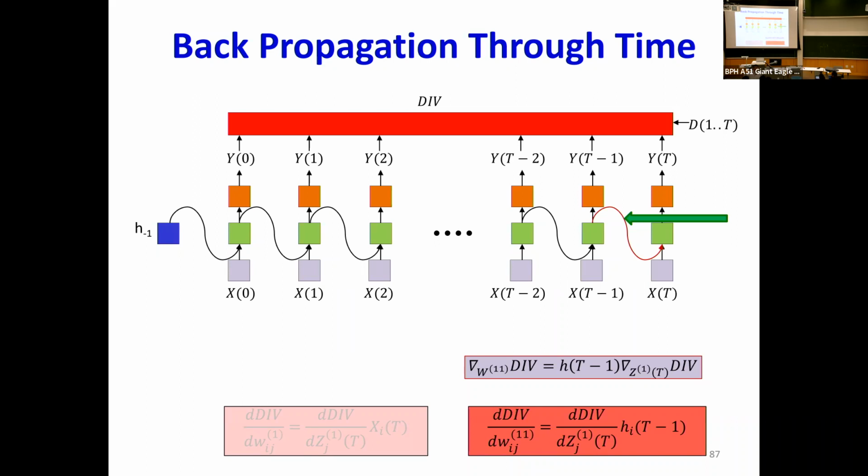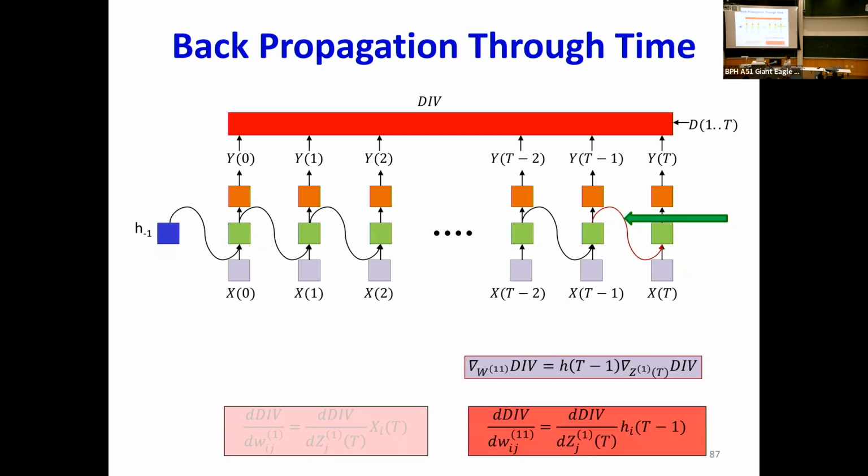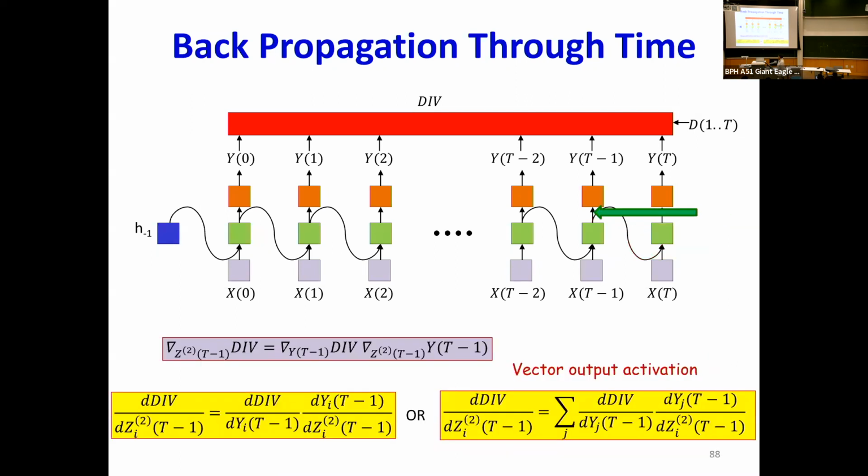Okay, so everybody with me? This was the easy part. Now help me with the difficult part. What is the next thing I would do? I'd take a step back. Derivative for H T minus 1. So the first thing I'm going to say is I have a derivative of the divergence with respect to y t minus 1. And then I'm going to assume that I can compute the derivative at z2 t, which is the derivative at y t minus 1 times the Jacobian of the activation at t minus 1.